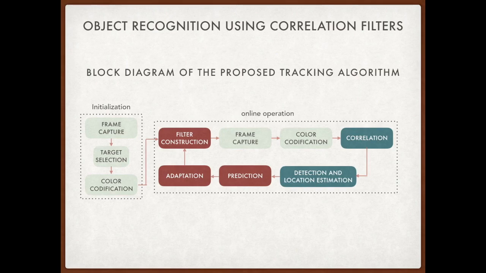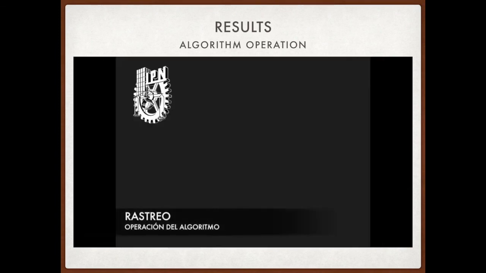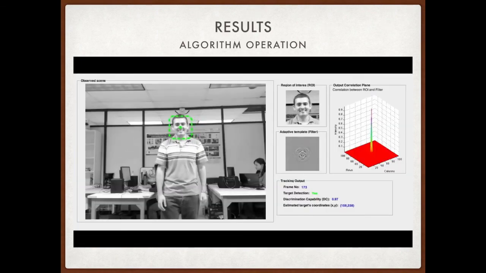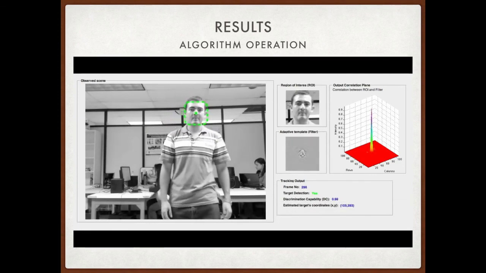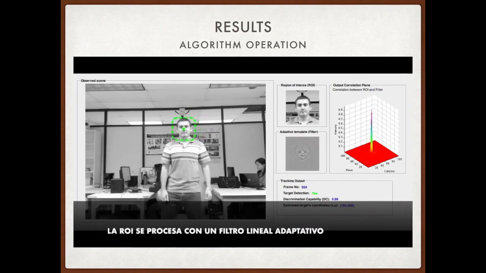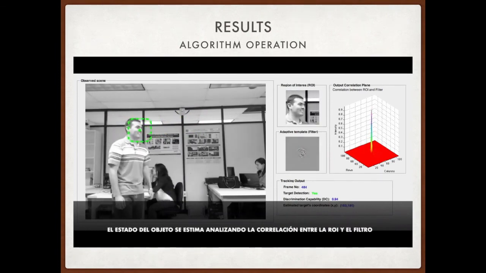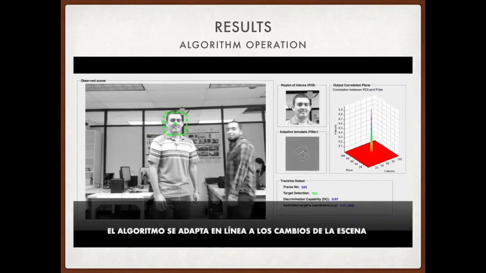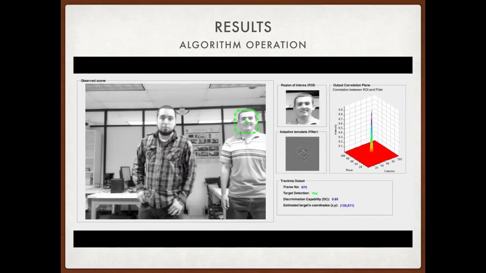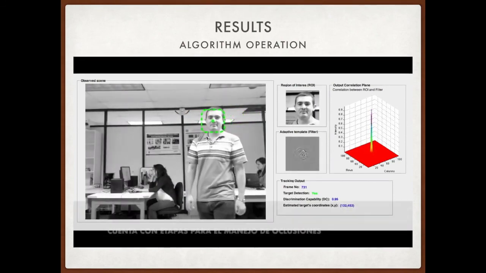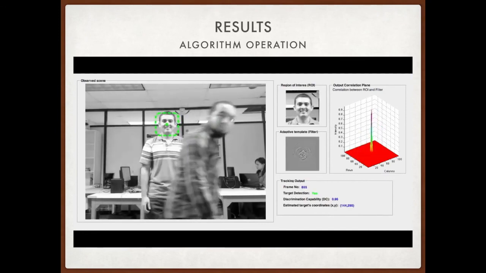So next, I'm going to show you the operation of the algorithm. First, we select the target, and then the tracking starts. So this is the input scene. Of course, in this case, we are not performing the color codification. This is the adaptive template match filter, and this is the output correlation function. As we mentioned, the maximum correlation value indicates the coordinates of the target in the scene. In this case, it is in this region of interest. This algorithm is able to manage partial occlusions of the target, like in this case.